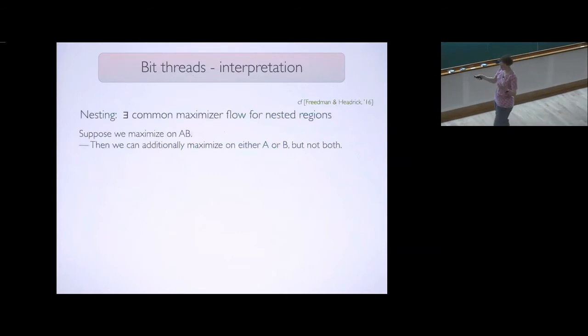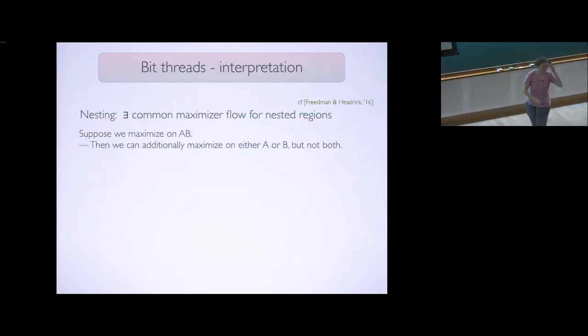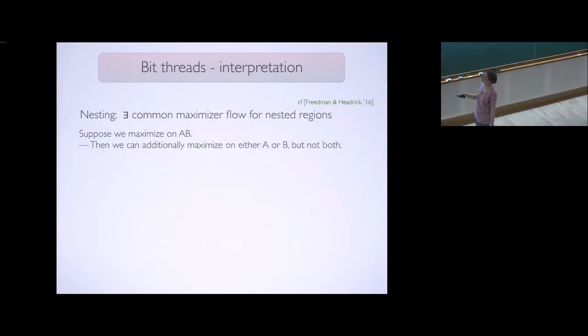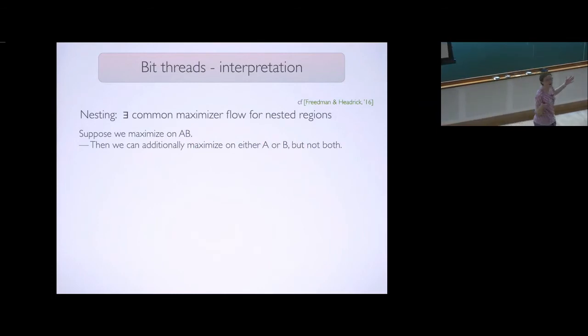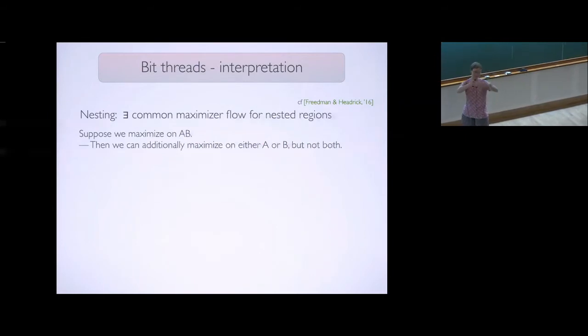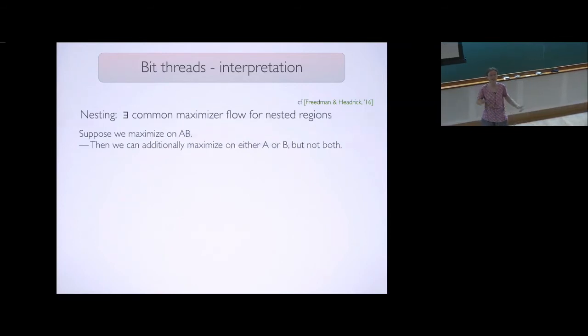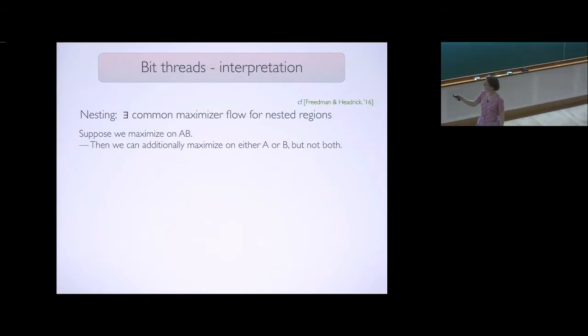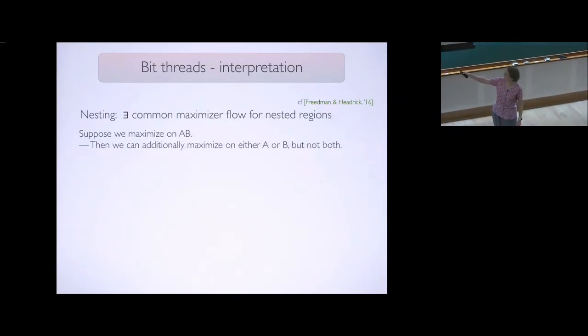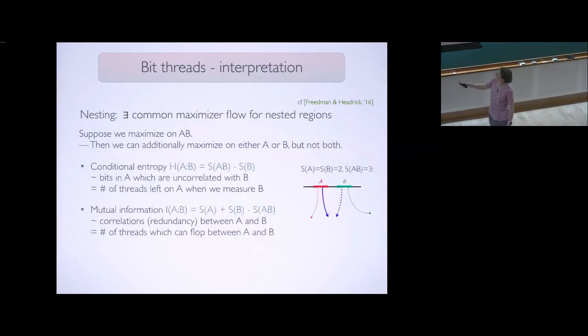Now, just to quickly review from the Freedman and Headrick paper, a bit of the intuition that the threads give us. A useful lemma or observation is that if you have a maximizer flow for some region, there exists a maximizer flow for a given region that's simultaneously a maximizer flow for some nested region, some entirely smaller or entirely larger region. For example, you can find a common maximizer flow on a joint system of A and B, which additionally is also a maximizer flow on any of the subsystems, either A or B, but generically not both. And so then you can specify these various entanglement quantities in terms of the threads.